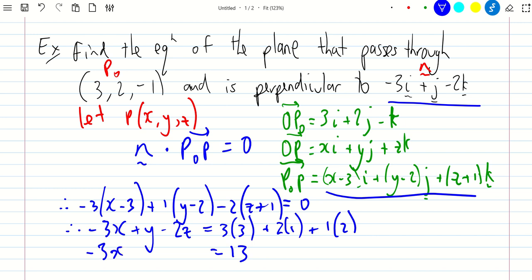So -3x, sorry, the equation of the plane. I keep saying line, my apologies. That is the equation of the plane.